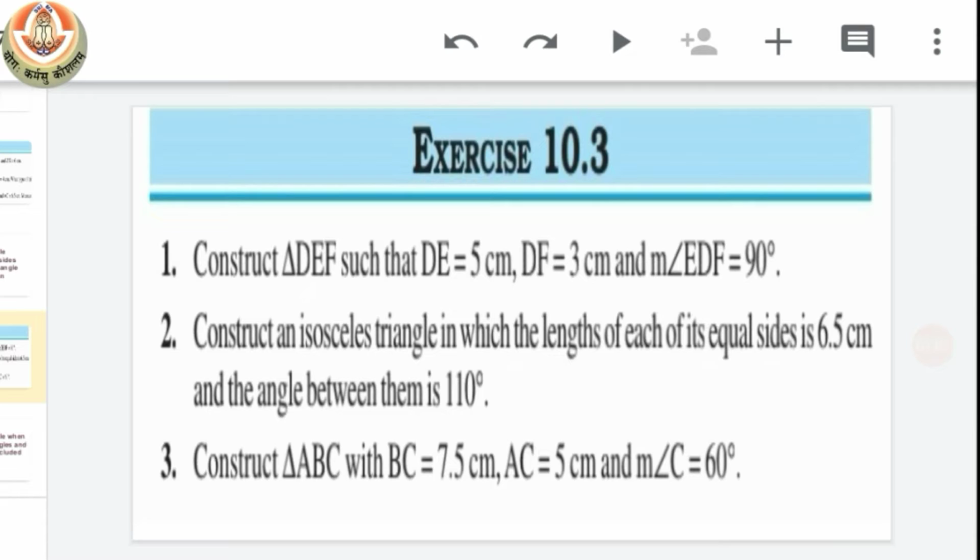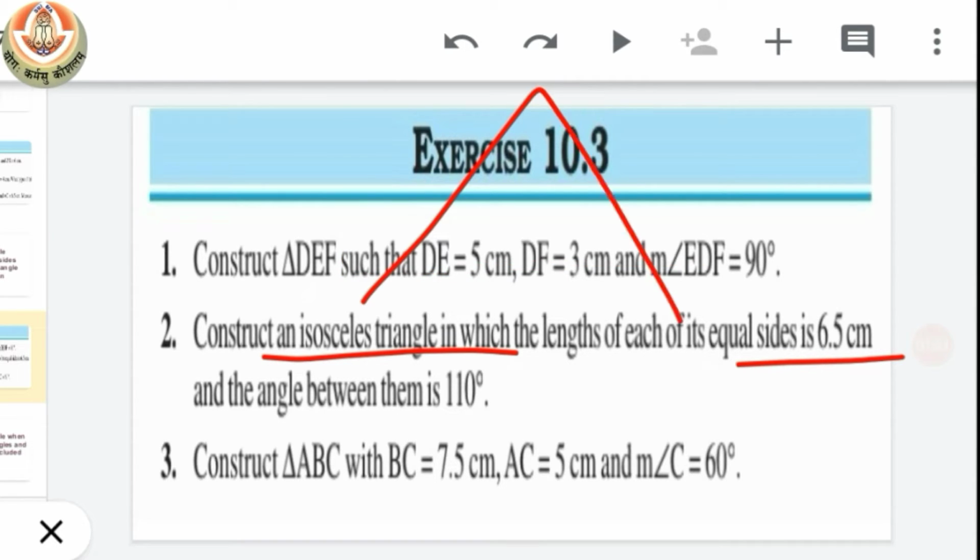In question number 2, we have to construct an isosceles triangle. Isosceles triangle means in which we have two equal sides, and the length of each equal side is given as 6.5 centimeter. And the angle between these two equal sides is also given, which is 110. So let's see how we have to make this triangle.